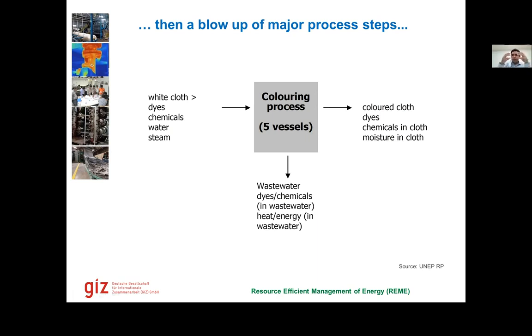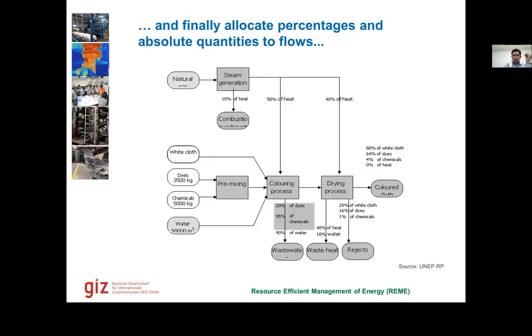And then we just join all these processes together to make the whole process flow map, similar to this one, for example. Here we have pre-mixing, coloring, drying, and then we have the cloth, where we have different kinds of inputs coming into each of the processes. We also have here steam generation, for example. We see 10% of the heat is going into exhaust, 50% is going to the coloring process, 40% to the drying process, and then from each of these, how much is going to the wastewater, waste heat.